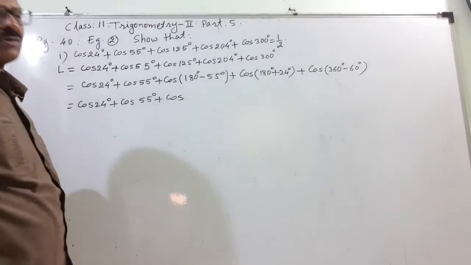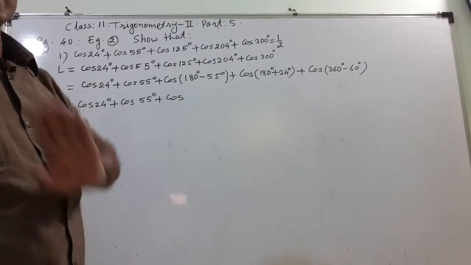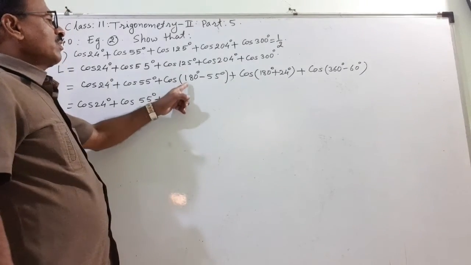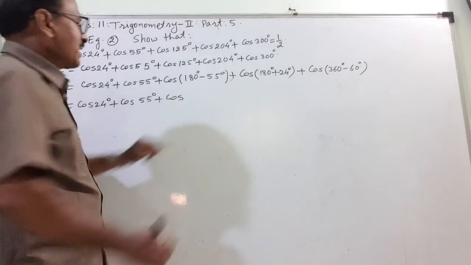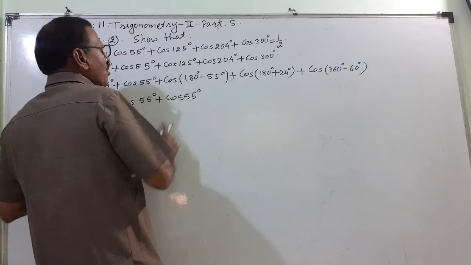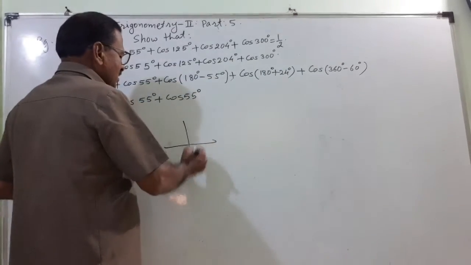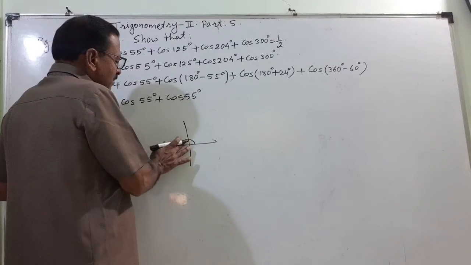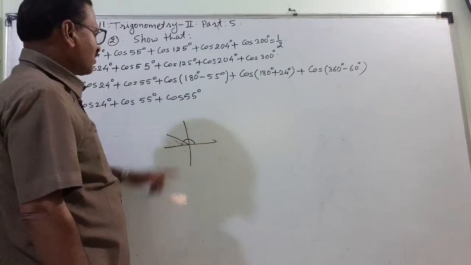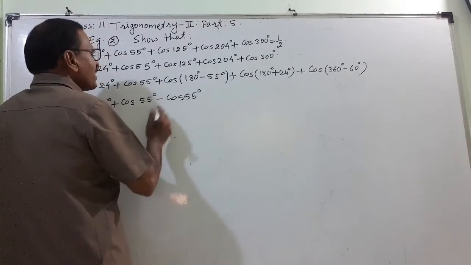now I will use the rule. If I add or subtract from 180 degree, the ratio remains the same, means cos will remain as cos. So cos of this angle, cos of 55 degree. Now I have to think of the quadrant. 180 minus something means it comes in the second quadrant. In the second quadrant only sine is positive. I am searching cos, so it should be negative: minus cos of 55 degree.